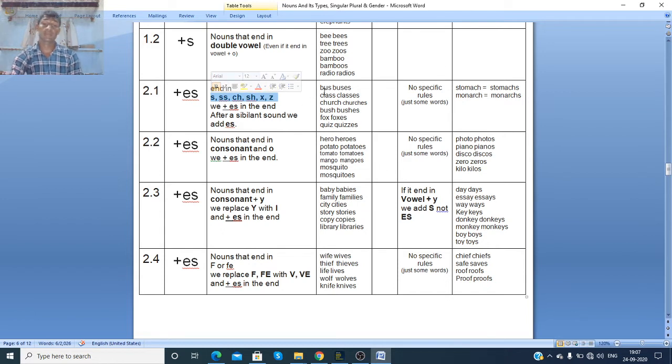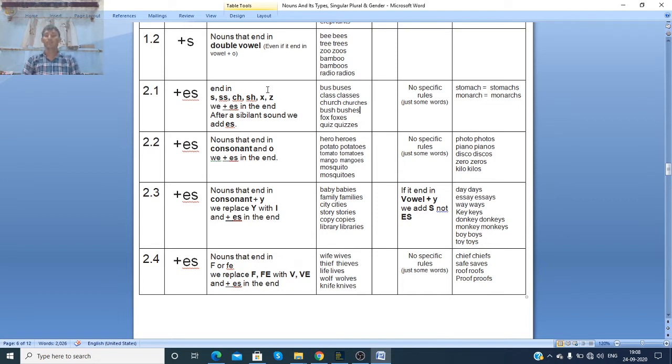So bus, ending in S, we add ES: bus, buses. Class, double S, will become classes. Church, CH, will become churches. Bush will become bushes. Fox, X, will become foxes. Quiz will become quizzes. So now, nouns that end in S, double S, CH, SH, X, and Z, we add ES at the end of the word to make them plural.